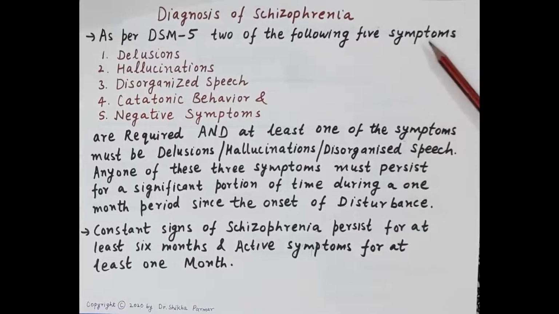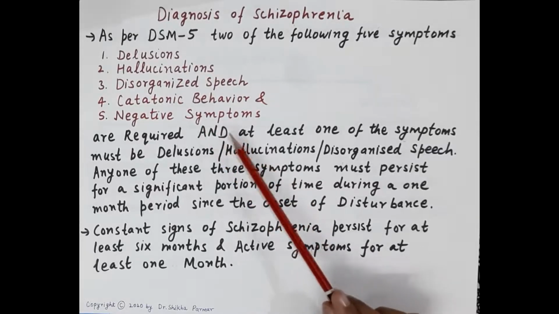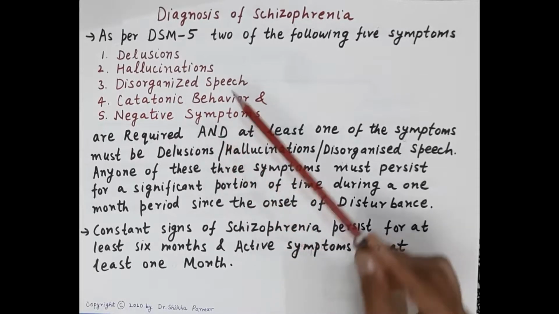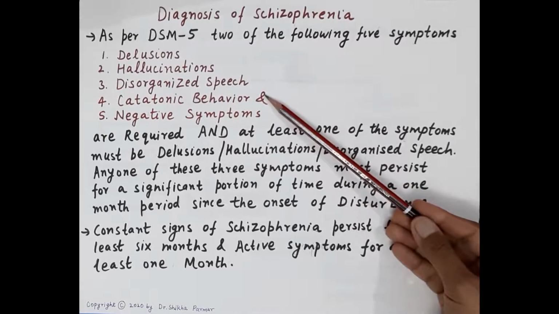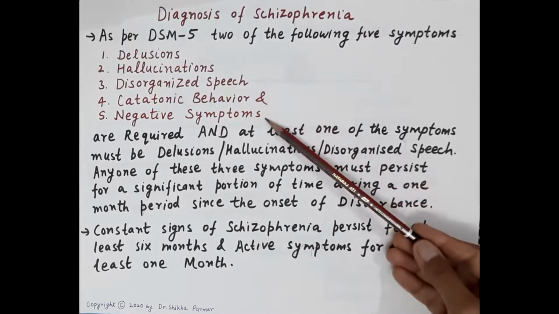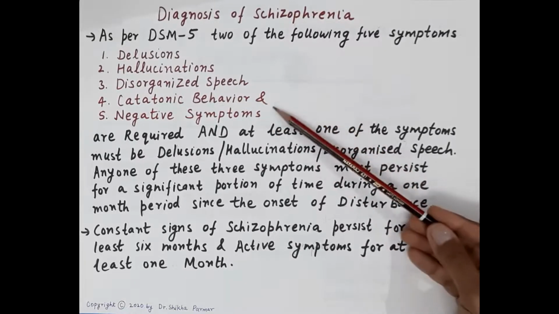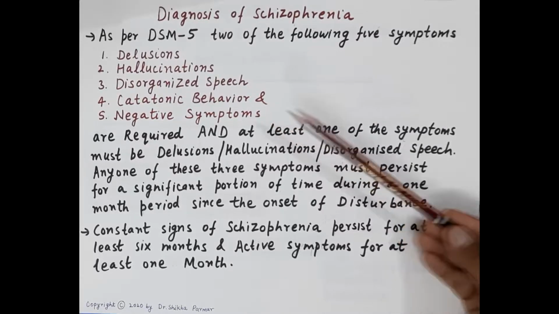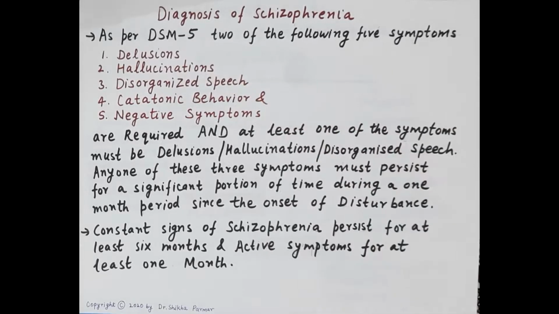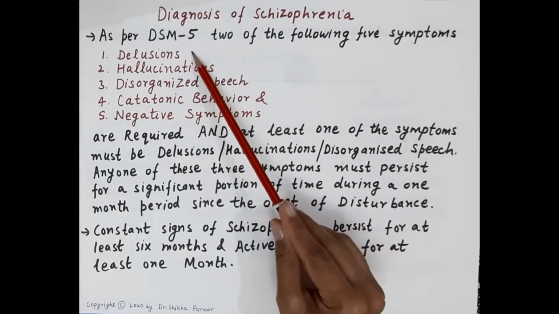This slide talks about the diagnosis of schizophrenia. As we have already discussed, the cardinal symptoms of schizophrenia are delusion, hallucination, disorganized speech, catatonic behavior. And apart from positive symptoms, negative symptoms like affective flattening, social withdrawal, lack of emotions, low energy, alogia, already we have discussed.